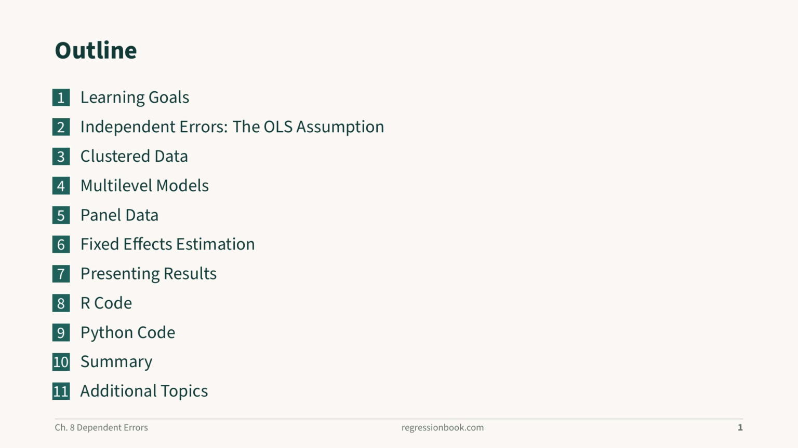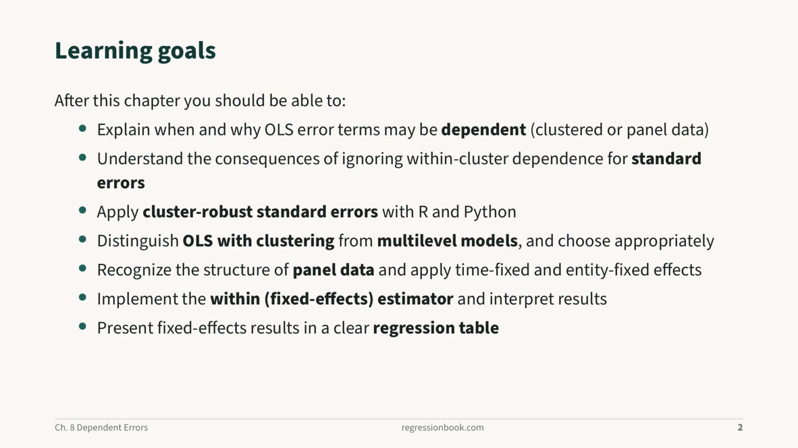The chapter's root, what independence of errors meant, what clustered data does to it, multi-level models as one response, panel data and fixed effects as another, then presentation conventions and the code in both languages. Your goals: explain when errors become dependent, understand what ignoring within cluster dependence does to standard errors, apply cluster-robust inference in R and Python, choose between clustered least squares and multi-level models, recognize panel structure, run the within estimator, and present fixed effects tables properly.